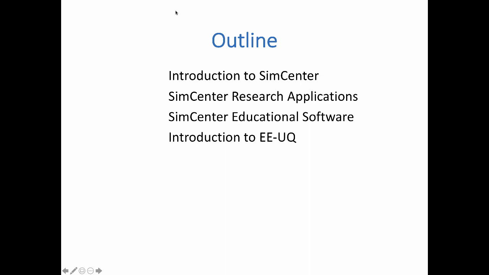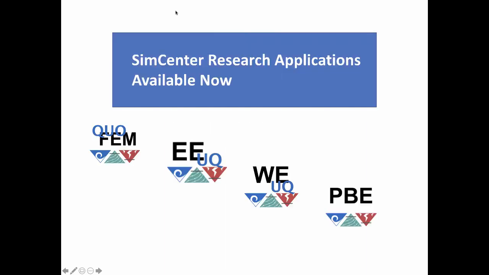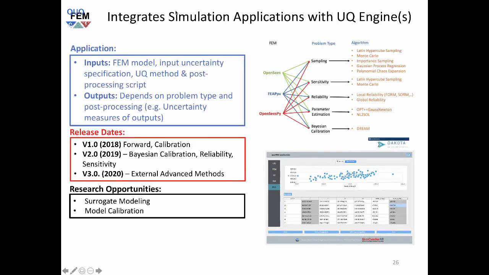So now let's get into showing you what research applications SimCenter has produced. There are 4 applications that are available for download now. The first of these, QuoFEM, integrates finite element applications with uncertainty quantification engines. These are UQ applications. The existing finite element applications we're looking at are shown here: OpenSees PY and OpenSeesPy. The UQ methods these applications now are imbued with are sampling, sensitivity, reliability, parameter estimation, and Bayesian calibration.